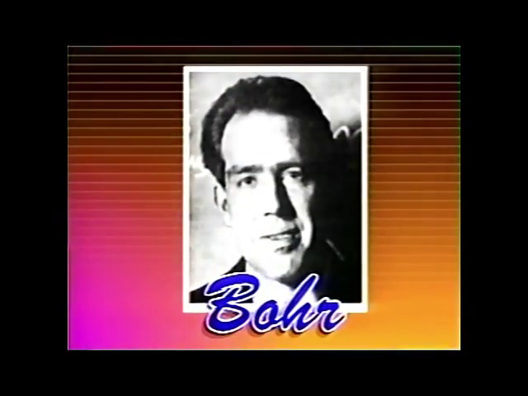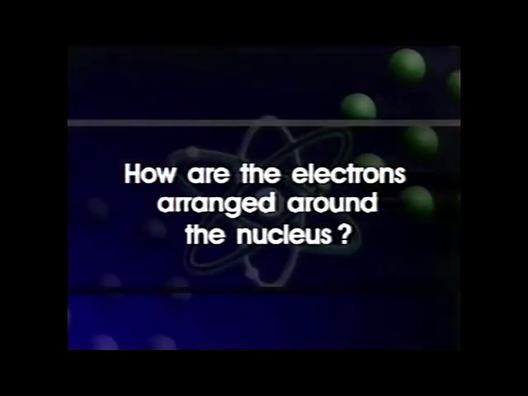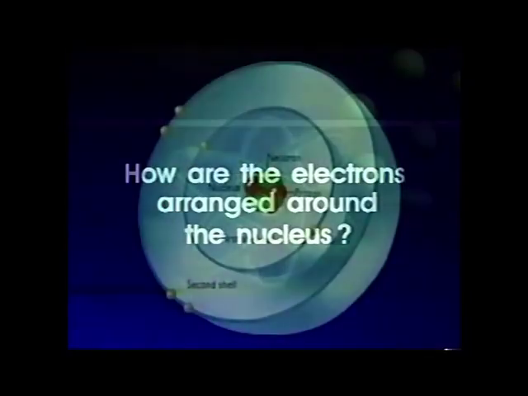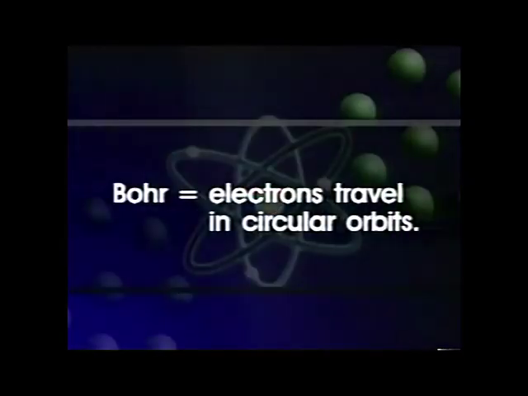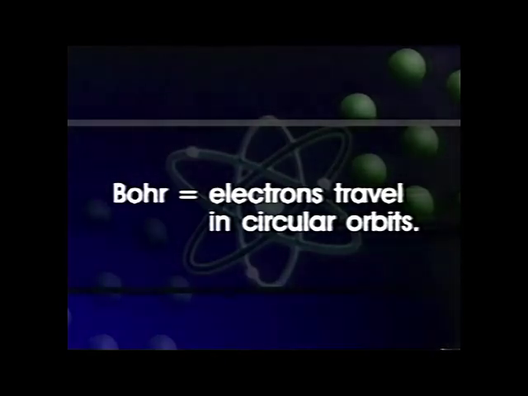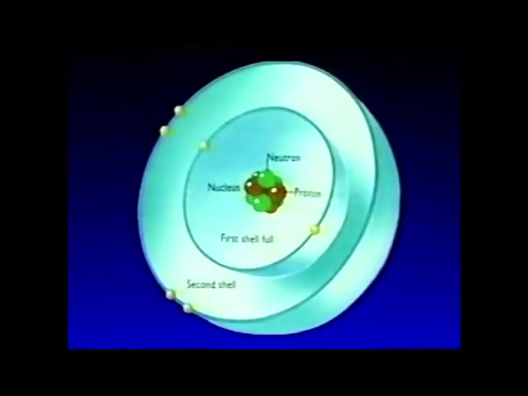In 1913, Niels Bohr described the movement of electrons in the atom. In the Bohr model, electrons travel around the nucleus in circular orbits in much the same way that planets orbit the sun. This is a cross-sectional representation of the Bohr model.